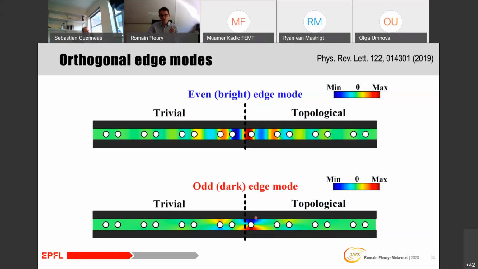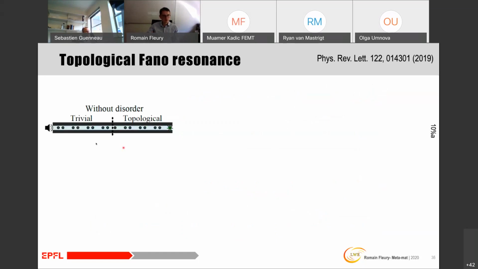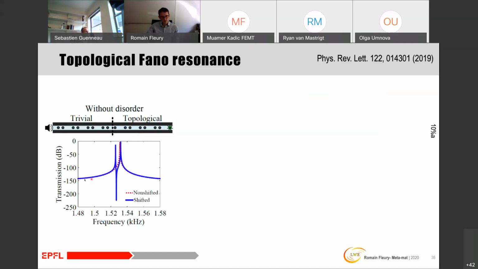So what we are going to do is shift up all the scatterers from the center line of the waveguide just a little bit to enable coupling between these two modes. And now what we get if we do a scattering experiment on a system with two different topology and an interface in the middle, we get a Fano resonance. We get this blue line shape that is exactly the asymmetric peak and dip, very sharp spectrum of the Fano.